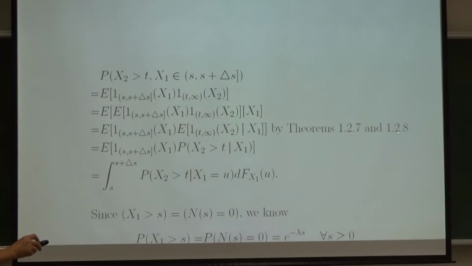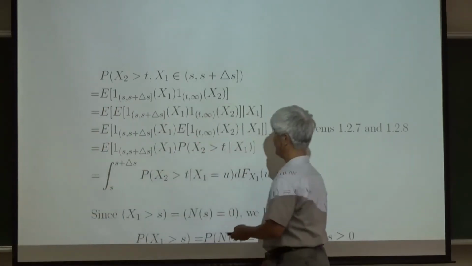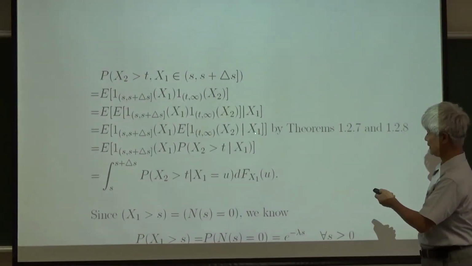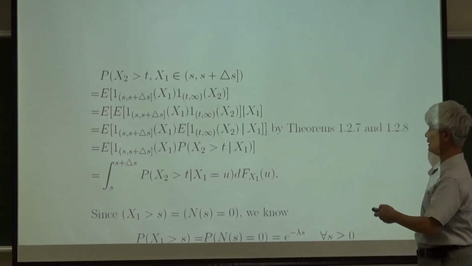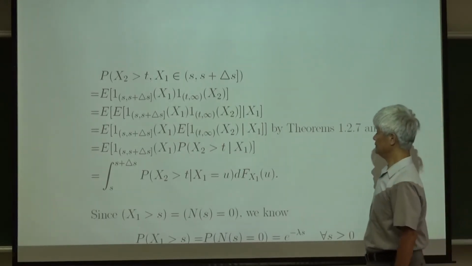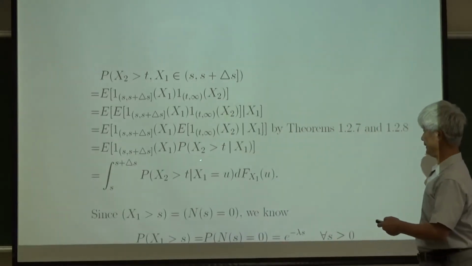And by theorem 1.2.8, because this is a function of x1, whenever you condition on x1, you can move the function of x1 out of the conditional expectation. So we have that. And now this conditional expectation becomes a conditional probability.